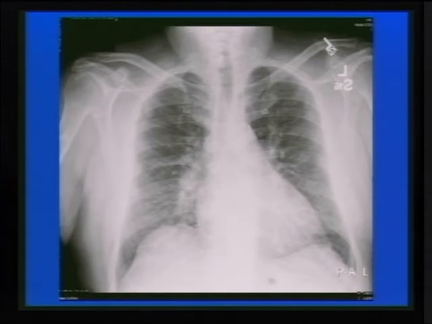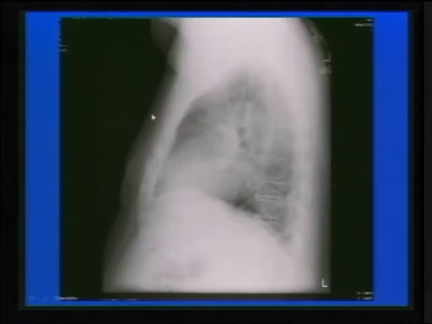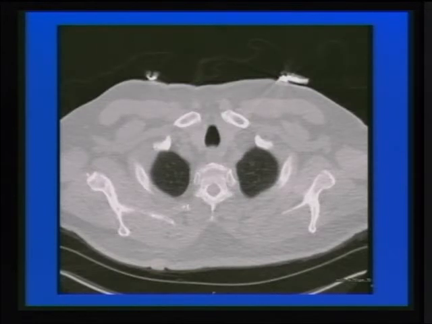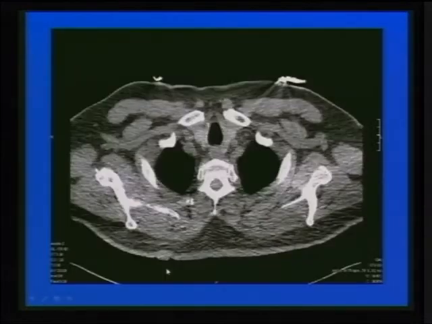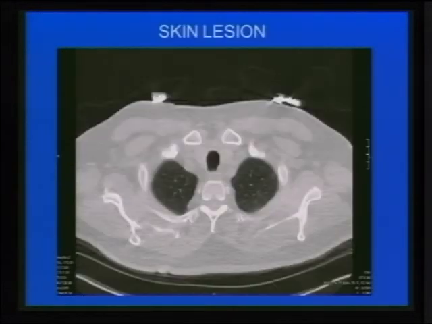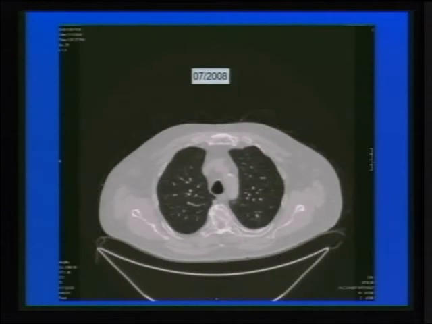Do you see the nodule here? Right upper lobe, right? Can't see it on the lateral, thick patient. Do you see it here? Well, here it is. So it's a skin lesion, right? One thing is that we make sure that what shows on the chest as a pulmonary nodule is a true pulmonary nodule.